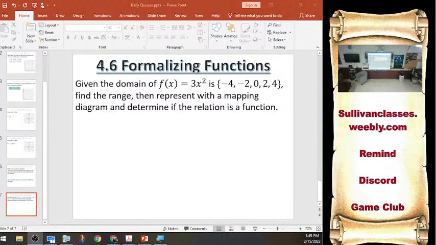Okay, go back through your examples. Hint, hint, notes. Section 4.6. Where did we talk about a mapping? Okay, what does a mapping look like?